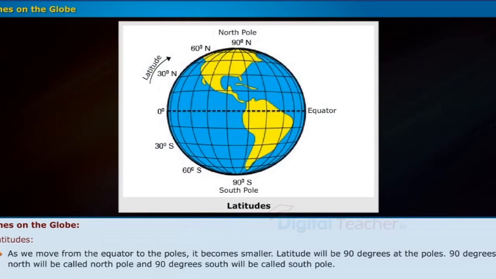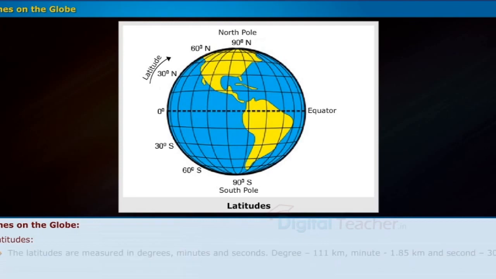As we move from the equator to the poles, it becomes smaller. Latitude will be 90 degrees at the poles. 90 degrees north will be called North Pole and 90 degrees south will be called South Pole. The latitudes are measured in degrees, minutes and seconds. Degree 111 kilometers, minute 1.85 kilometers and second 30 meters.